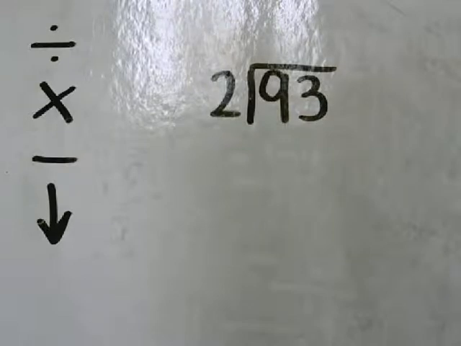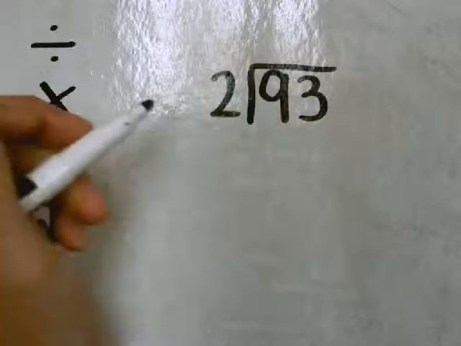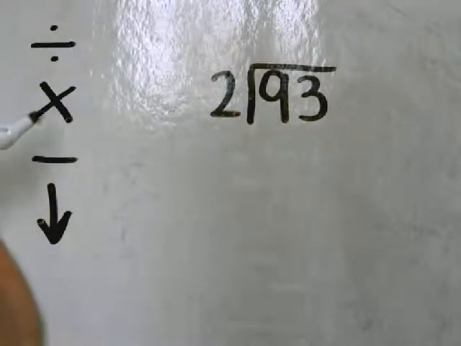So what I would do is list the facts of the divisor on the side until you find the closest number to the dividend without going over. So in this case, you were trying to find the closest number to 9 while listing your 2's facts.